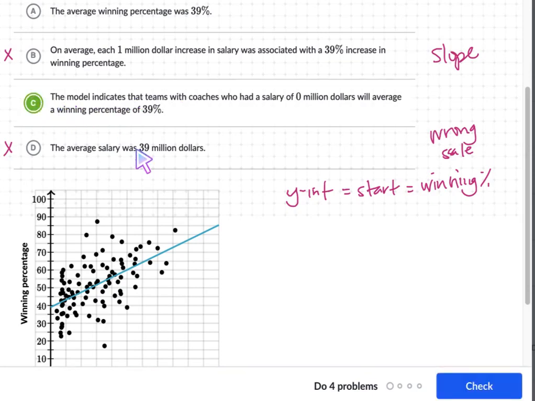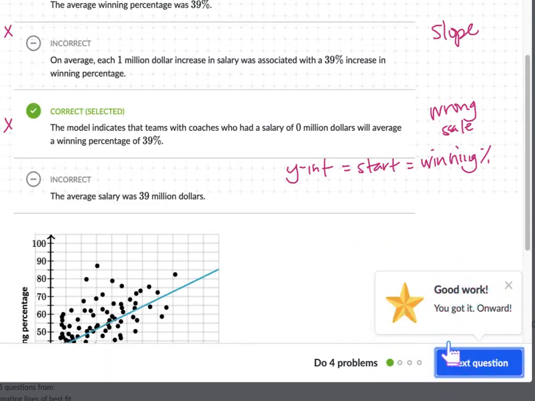You should have picked C because that 39 is only for the beginning. Once you get to like over here, the average win is 85%. So it's not for everybody. It's only for the beginning salary amount. So you got to really read through and see what they're saying, because sometimes two will sound very much alike. And other times they'll give you the wrong scale. Let's try another one.